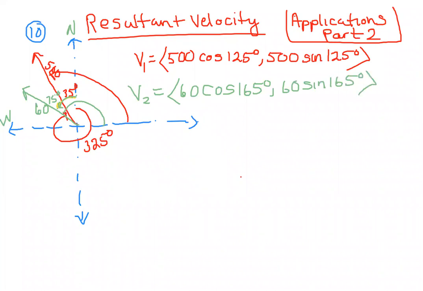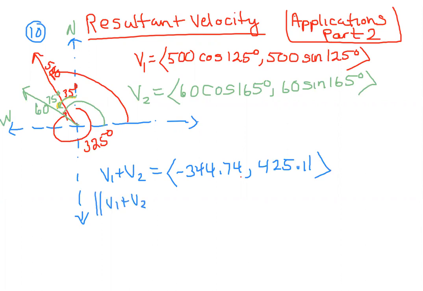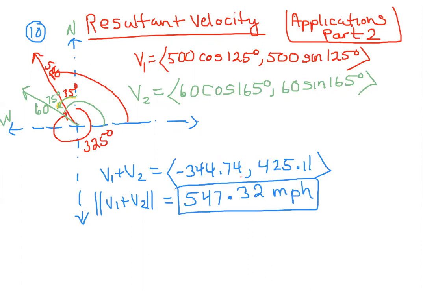So when we put them together, we get negative 344.74 and 425.11. To find the magnitude, again, I'm not going to write out the formula. You know how to do that. Once you put that in your calculator, you should get 547.32 miles per hour, because now we're talking about velocity. In the last video, we were talking about force, so it was in pounds, but now we're talking about velocity.